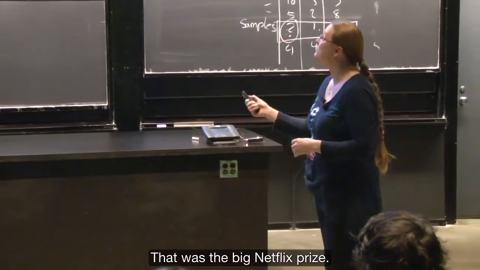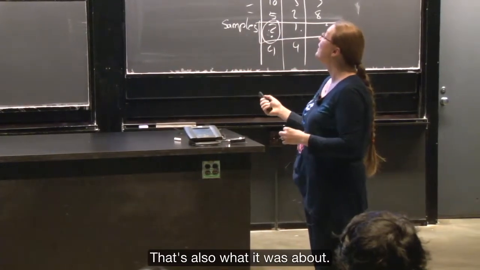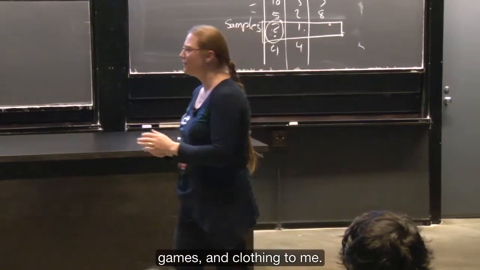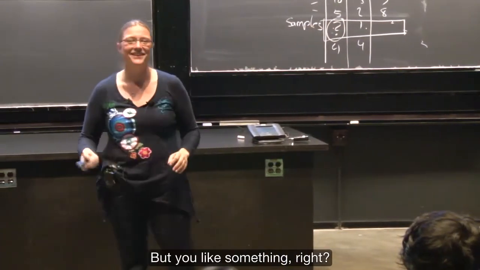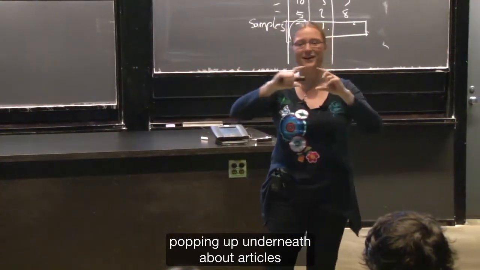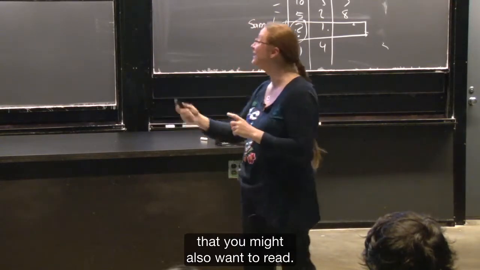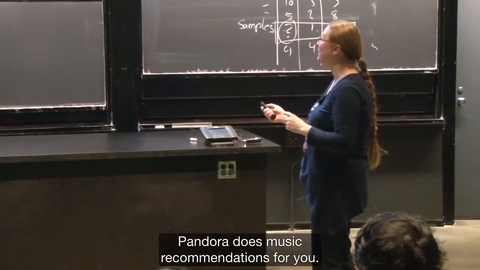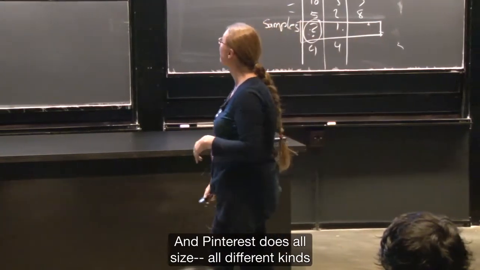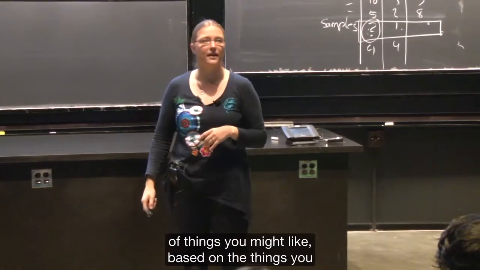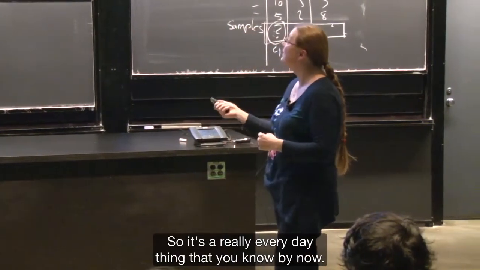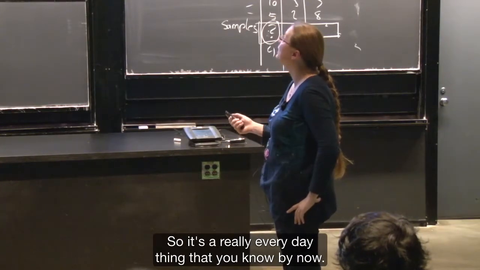That was the big Netflix prize, that's also what it was about. Facebook mostly recommends games and clothing to me. But you like something, and immediately there's a column popping up underneath about articles that you might also want to read. All those are recommendations to you. Pandora does music recommendations for you, and Pinterest does all different kinds of things you might like based on the things you pinned before. So it's a really everyday thing that you know by now.